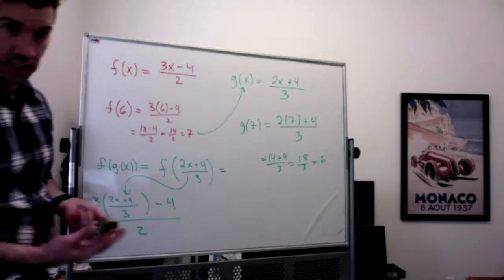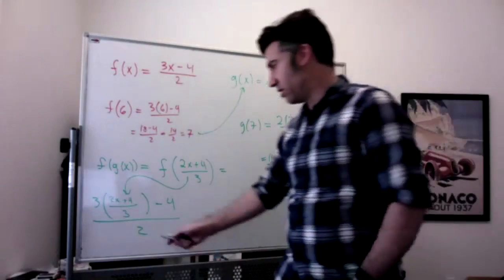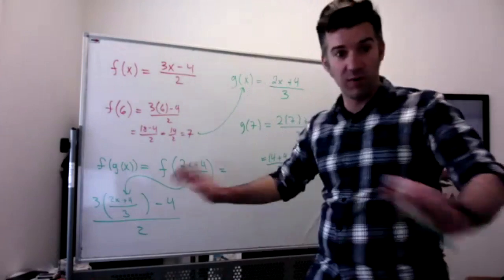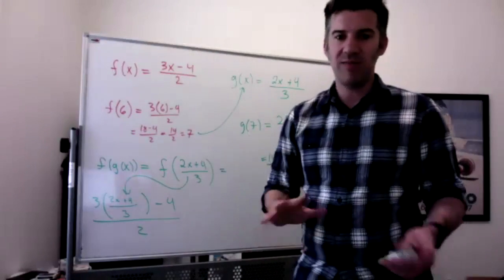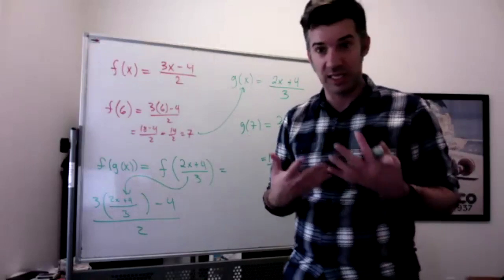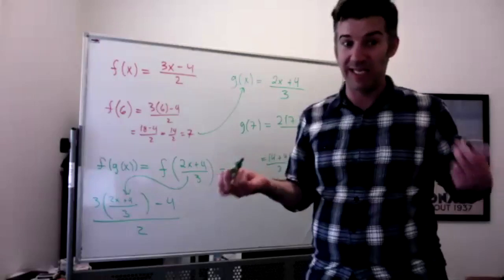Now, here's what I don't want to see. I've seen people do too much canceling at once. People say 3's cancel, 4's cancel, 2's cancel. The problem there is it's not really specific about what order things are being canceled. So I would really like to see just one canceling at a time.